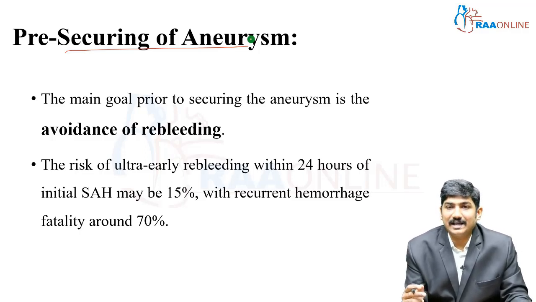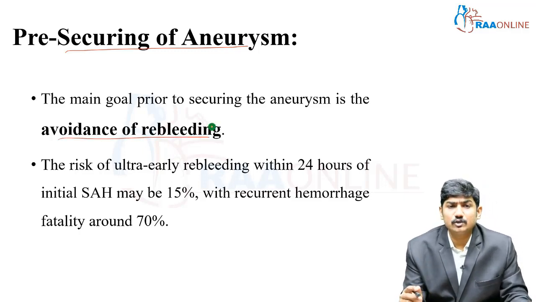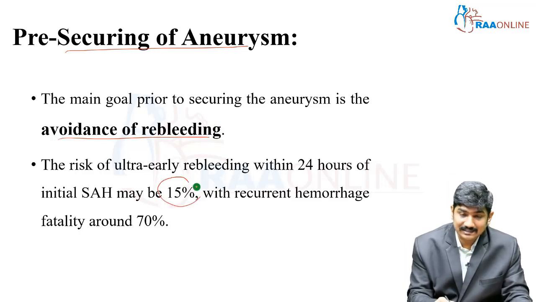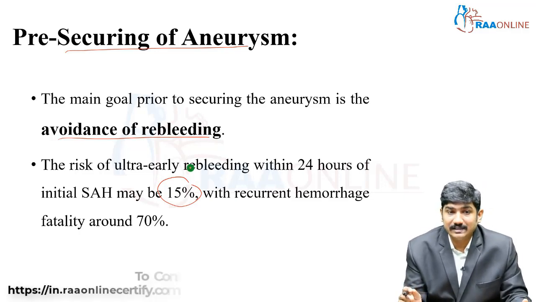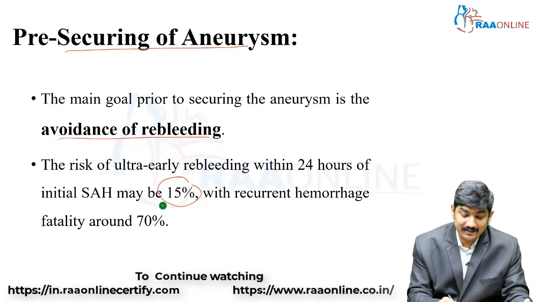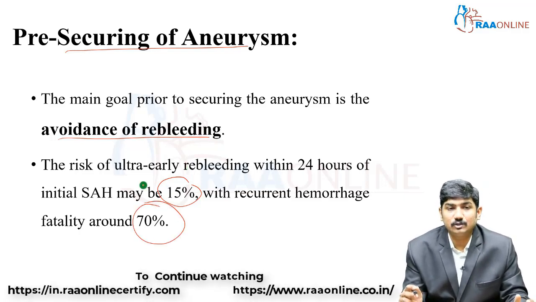Your plans and goals should be straight. The main goal before securing the aneurysm is avoidance of rebleeding. You should do every step so that the patient will not rebleed. Understand that the risk of ultra early rebleeding, that is within 24 hours, may be as low as 15%. But remember, if that patient rebleeds, the chance of mortality is 70%. It's extremely high, right? So you should do everything to avoid a rebleeding.